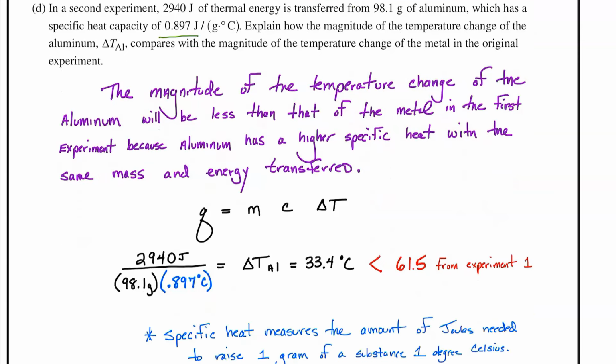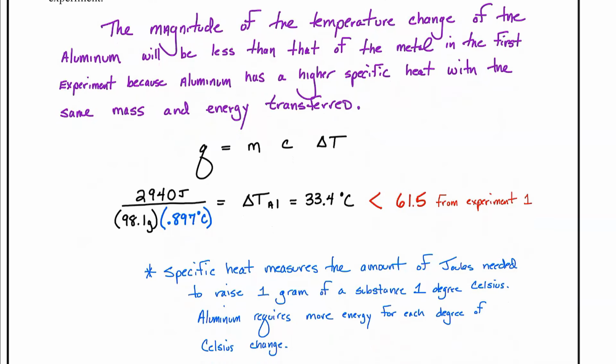And I did the math just to cover all bases here, and I solved for the change in temperature of the aluminum given that specific heat, and you can clearly see that it's less than the one from experiment 1. And then I stated again what specific heat is. Again, I'm covering my bases here, but they would definitely take the math and the comparison, and something along the lines of if the mass and the amount of joules were constant, a higher specific heat would have to lead to a lower temperature.